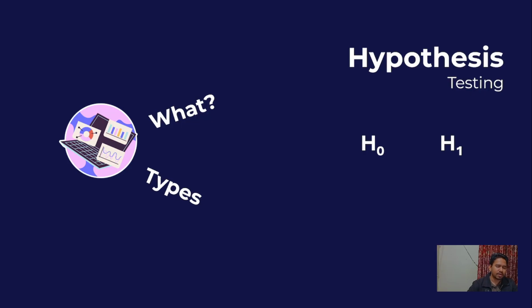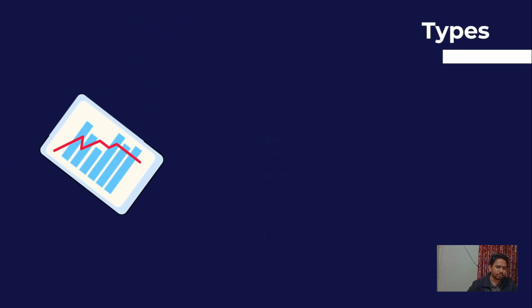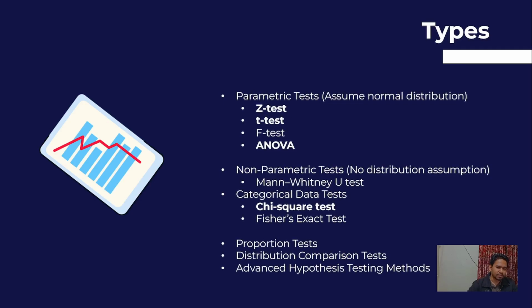There are many types of hypothesis tests. The most significant are written here. If data is normally distributed, we use Z test, T test, F test, ANOVA, and so on. If data is not normally distributed, we use the Mann-Whitney test, which is the most used method in that case. And if data is categorical, we use the chi-square test, Fisher's exact test, and so on. So these methods are the most significant ones.